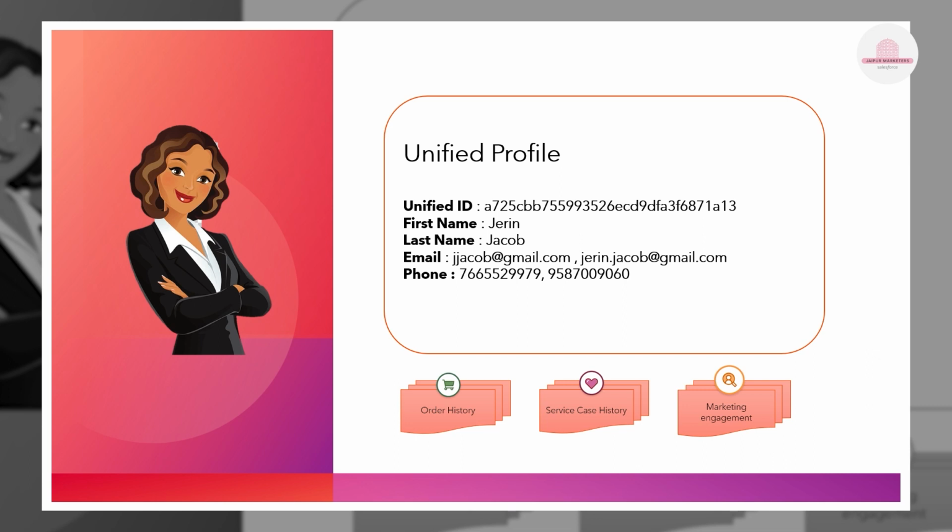There is only a single profile along with all her email addresses, phone numbers, order history, service case history, email, and SMS engagement data stitched to the same profile. So we are done with the first piece of the puzzle, that is getting a single source of truth for Jaren.